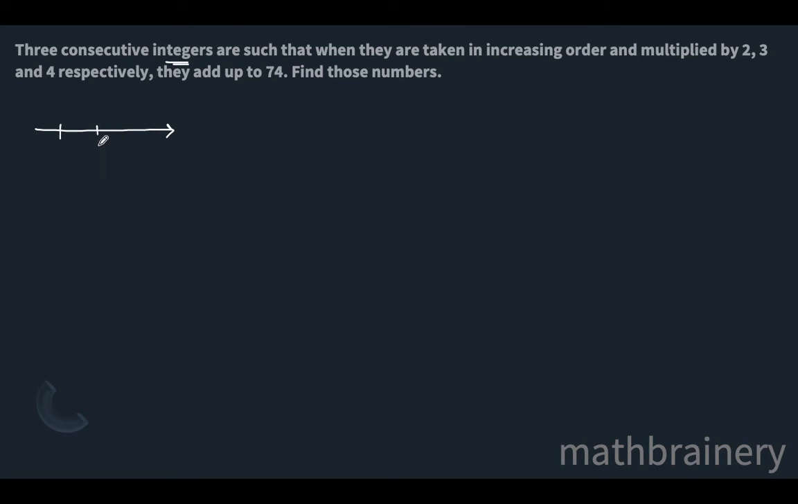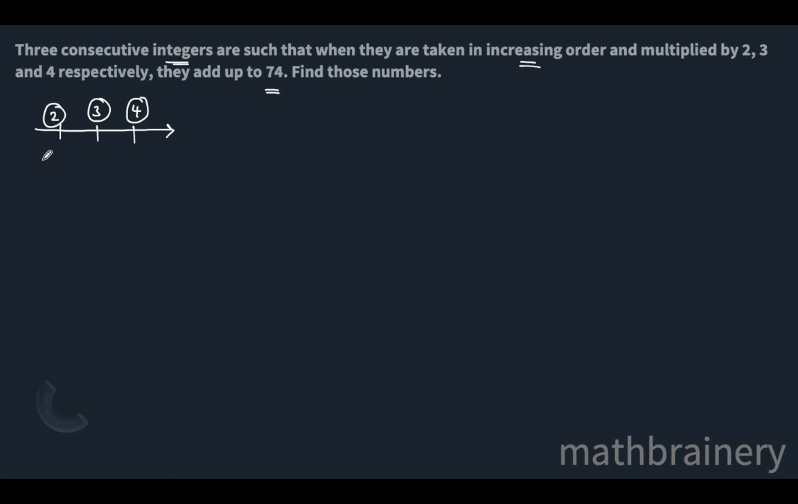I am choosing three consecutive integers which are taken in increasing order, that is in this order from left to right. Now, the first number is multiplied by 2, the second number is multiplied by 3 and the third number is multiplied by 4 respectively, isn't it? Now, the condition given is that these three, when they add up to 74. We need to find those numbers.